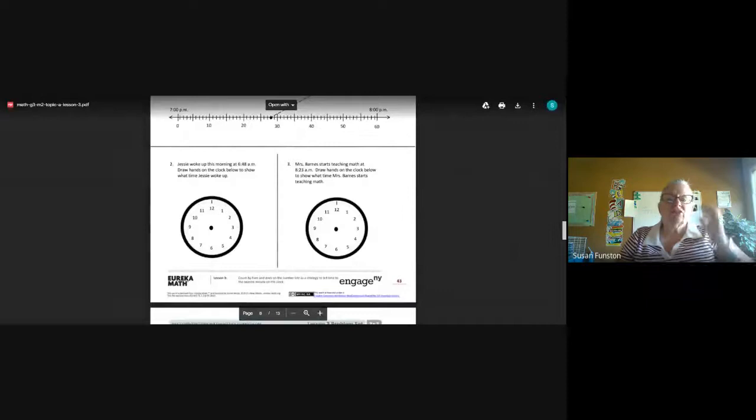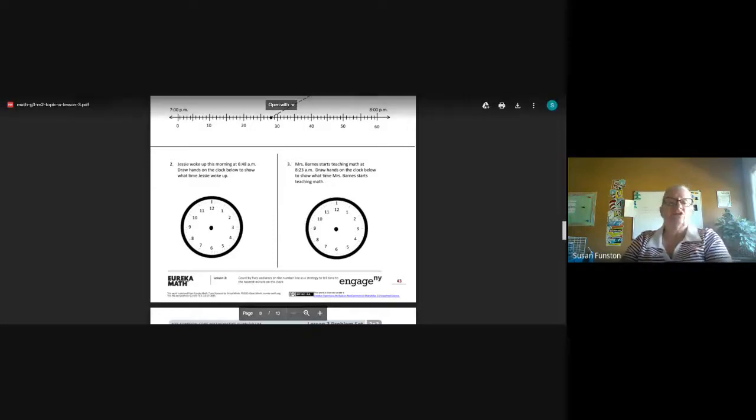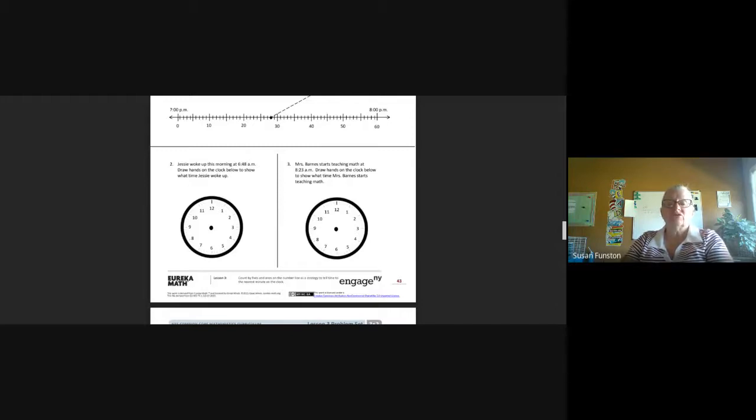Number 2 asks you, Jessie woke up this morning at 6:48 a.m. Draw hands on the clock below to show what time Jessie woke up. So be sure that you're drawing your hour hand shorter and your minute hand longer to show me 6:48. So your hour hand at 6:48 will be in between your 6 and your 7. Will it be closer to the 6 or closer to the 7? That's right, closer to the 7 because we are getting closer to 7 o'clock than we are to 6 o'clock.